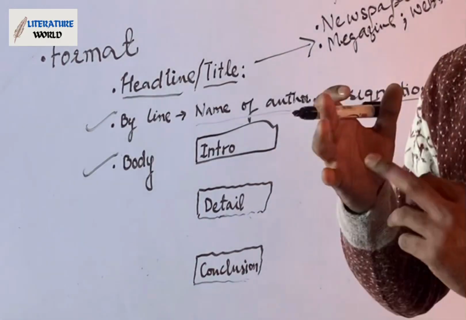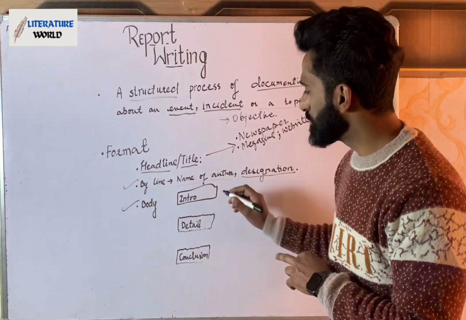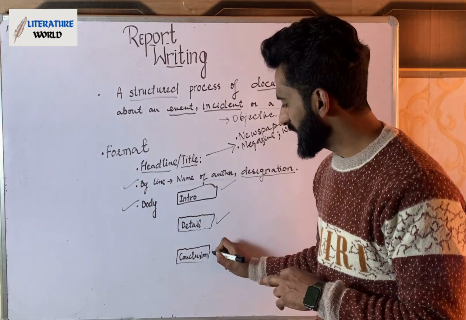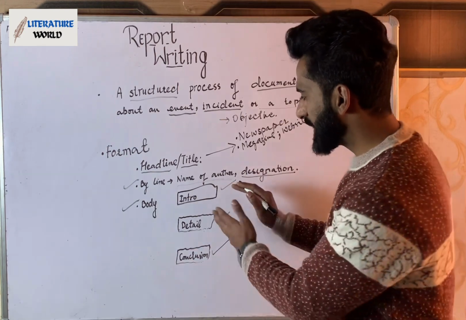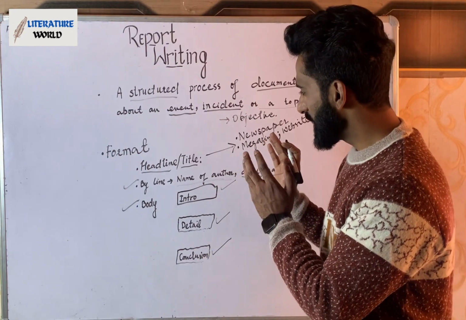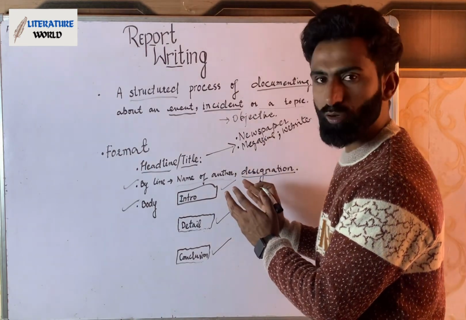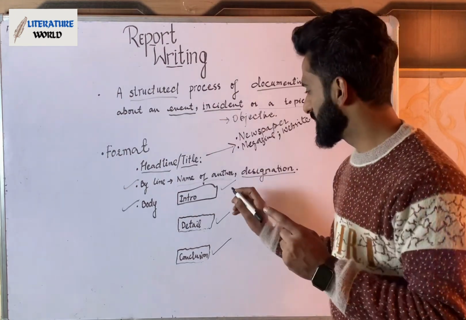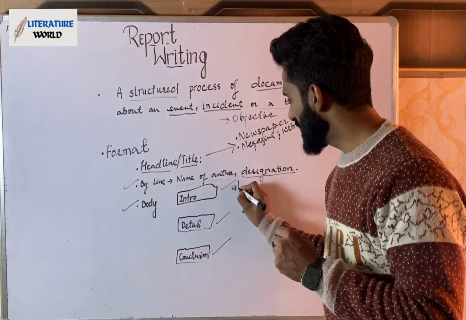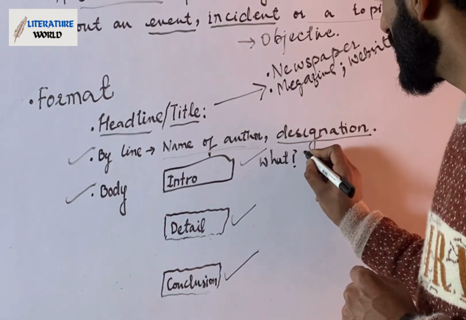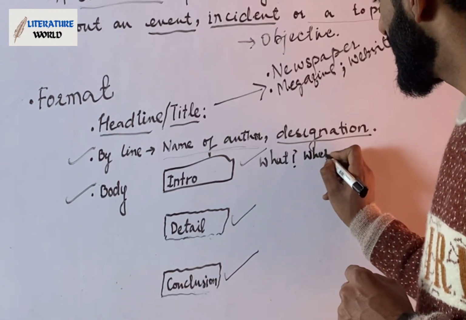So the body is divided into 3 parts. Number 1, introduction. Number 2, detailing. Number 3, conclusion. Remember that your introduction should sum up the event information about the event in a few sentences. You must answer here what. That means what it is all about. You must also answer when. That means when did it happen.